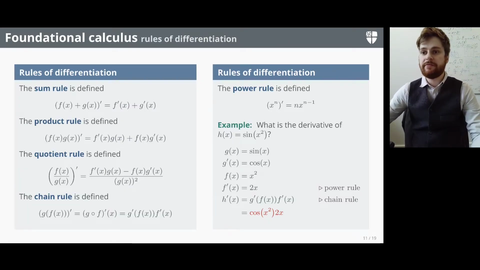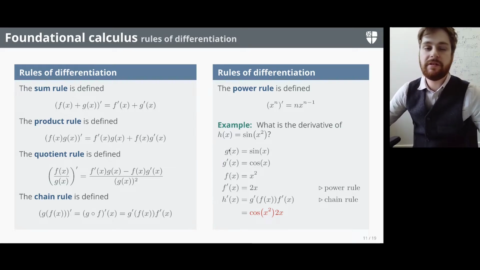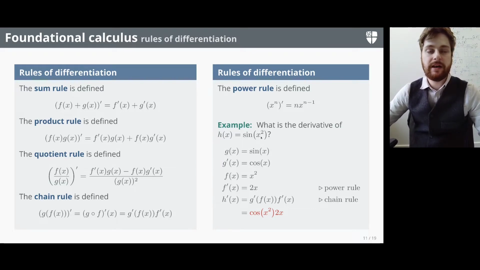So now we're going to run through the basic rules of differentiation. These are, on the left here, the main rules to differentiate real valued functions. I'm not going to read through all of the definitions just to save some time, but instead we're going to jump straight in with some examples and use the rules in the examples. So let's say we want to differentiate this function here, h of x equals sine of x squared.